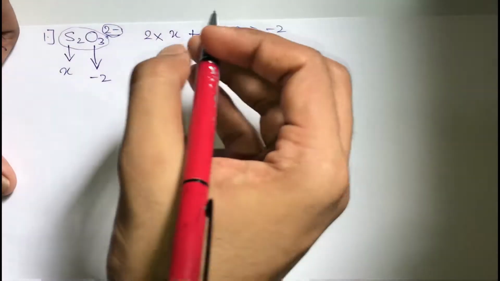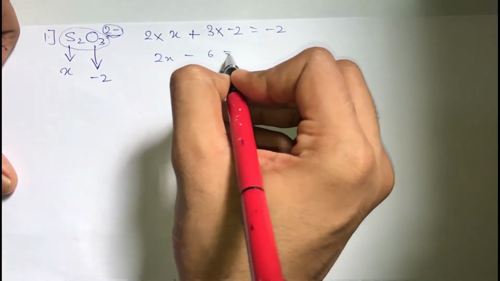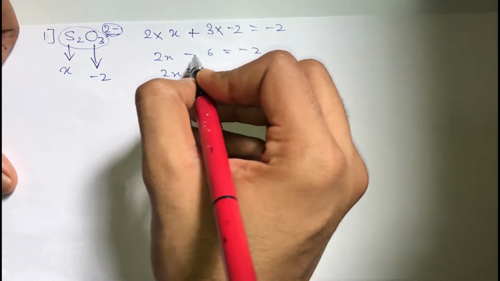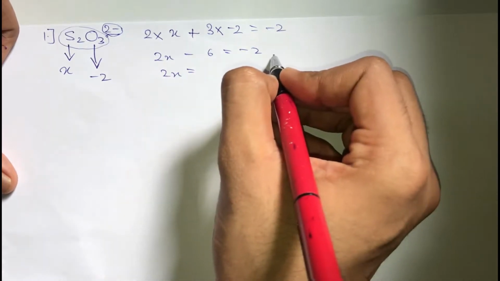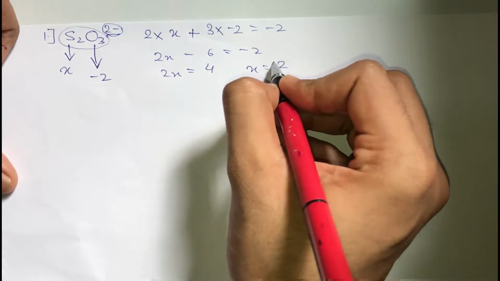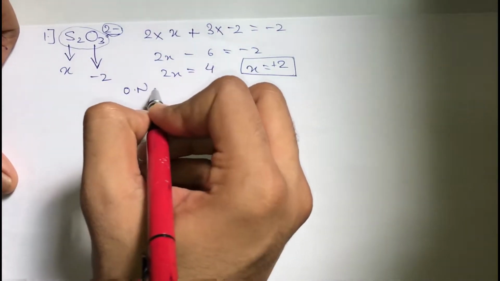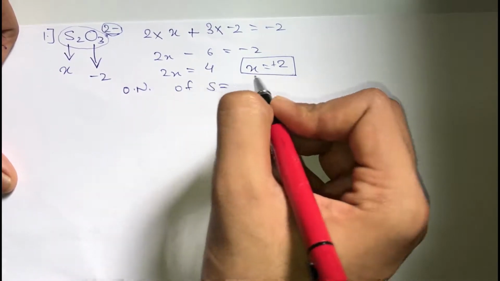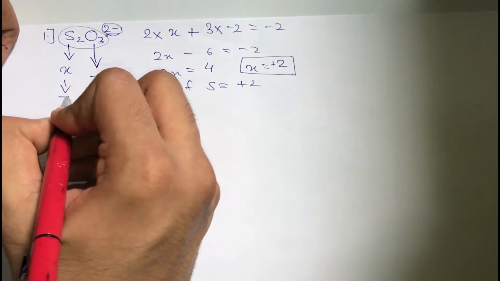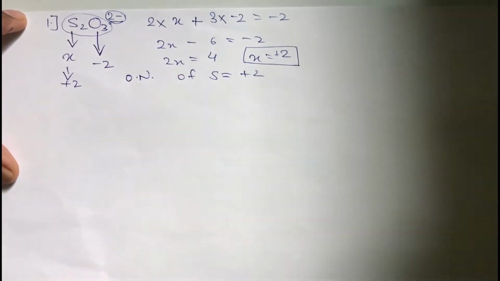Okay, so now after solving this equation we get 2x minus 6 equals minus 2. Therefore 2x will be, this minus 6 goes over there, becomes plus 6, so it will be 4, and the value of x that you will get is nothing but plus 2. So the oxidation number of sulfur will be plus 2. So now you know this value, which is nothing but plus 2. So it was easy, right? Let's take another example.